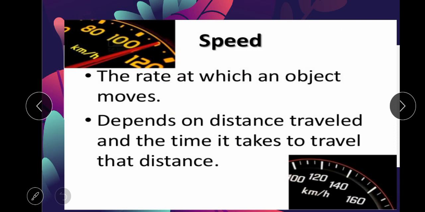Now let us talk about speed, which is a scalar quantity. So it only depends on magnitude. We use an odometer. You have seen in your bikes and cars, you have an odometer to measure speed, the rate at which an object moves, known as speed. Speed depends on distance traveled and the time it takes to travel that distance.